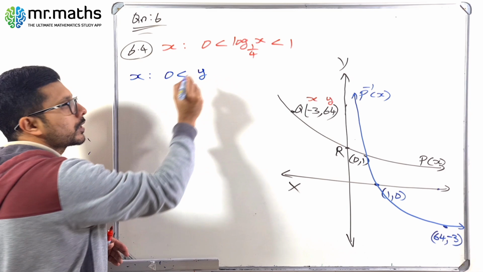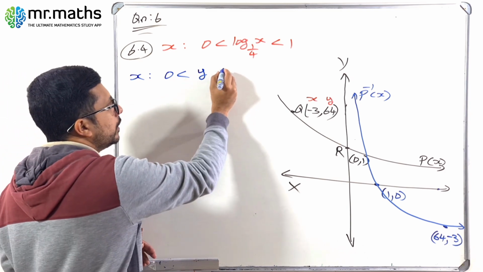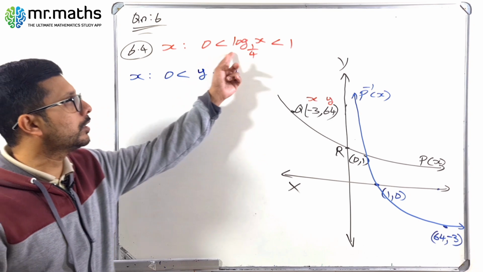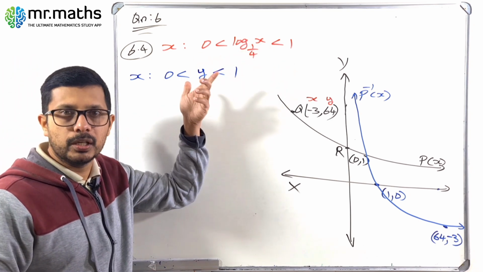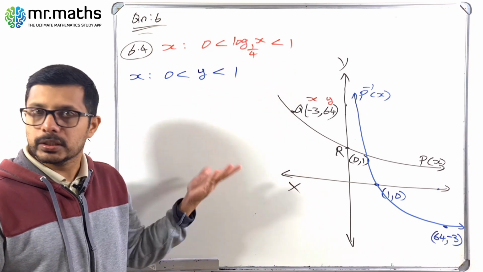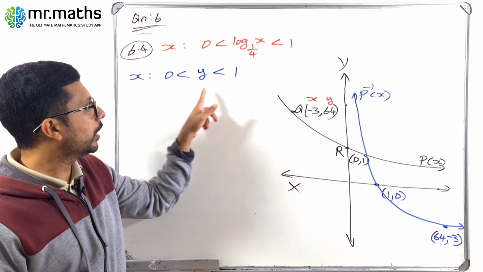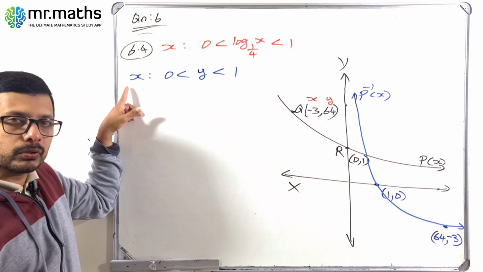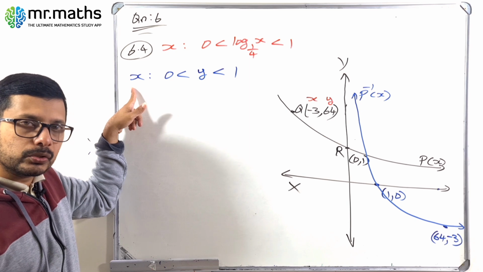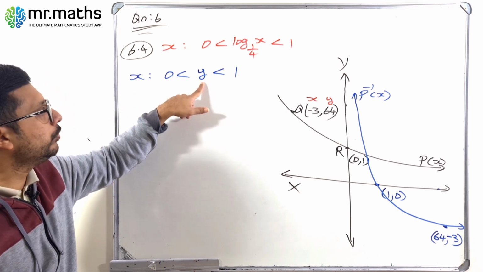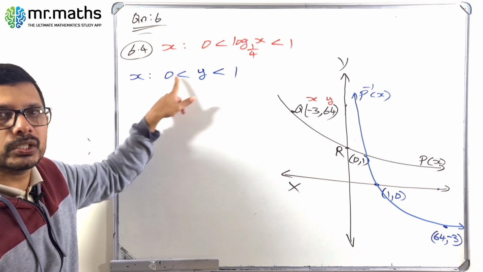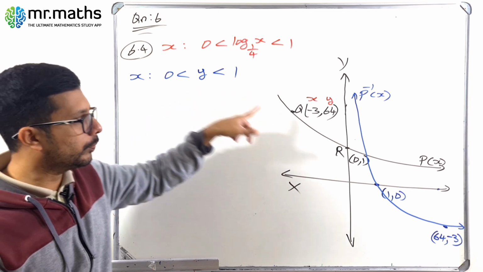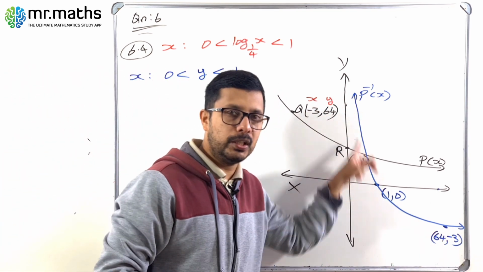Function we can represent with a y. Okay, y less than 1. You understand? Because log x to the base 1 over 4 is a function. So inverse function, but it's still a function. Okay, function we can represent with a y. Now what is the meaning of the question? Now you have to find the values of x where the value of y is between 0 and 1. So don't forget that this y is based on this blue graph, P inverse x graph.